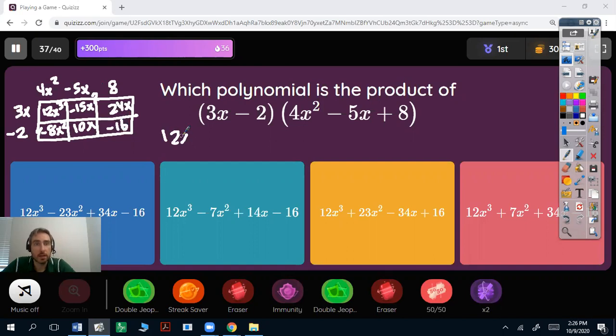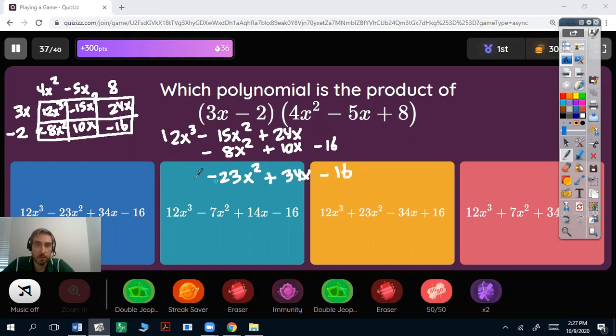So it's going to be 12x cubed minus 15x squared plus 24x, and then negative 8x squared plus 10x minus 16. And those combine: 15 and 8 is 23, so negative 23x squared, and these combine to 34x. And that should give you that one right there.